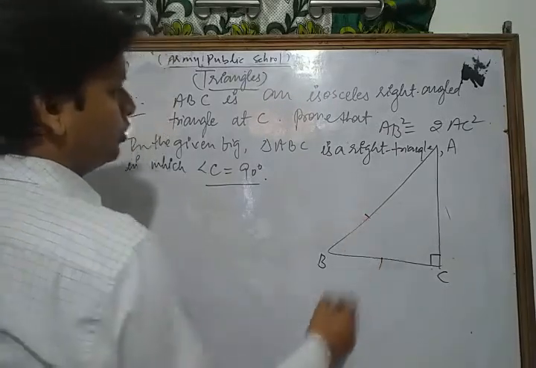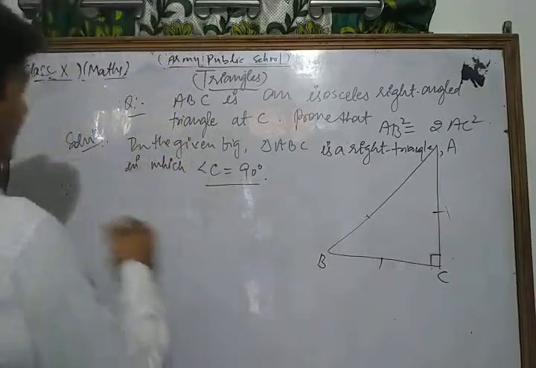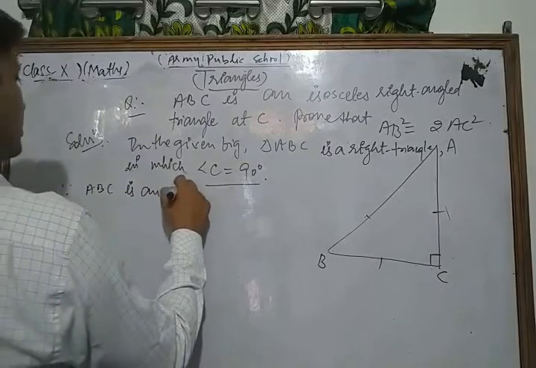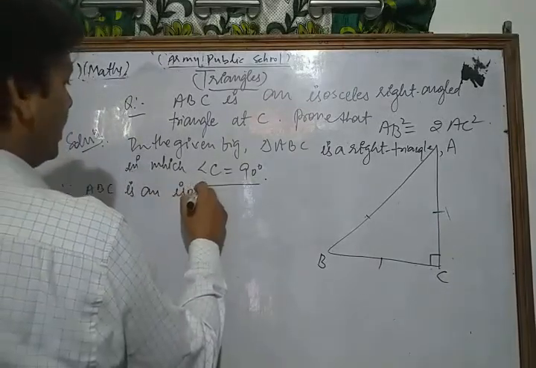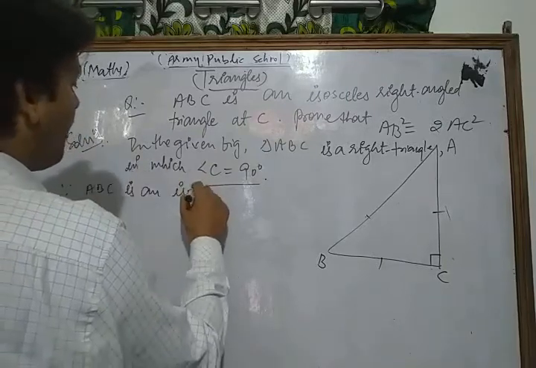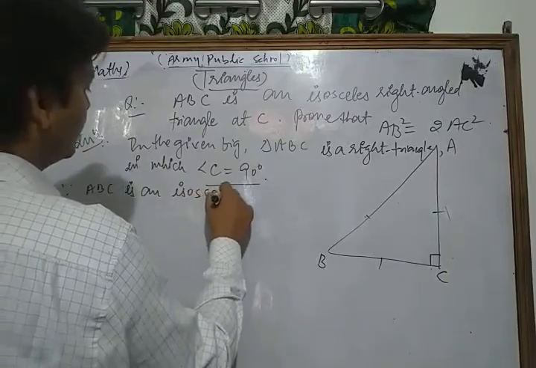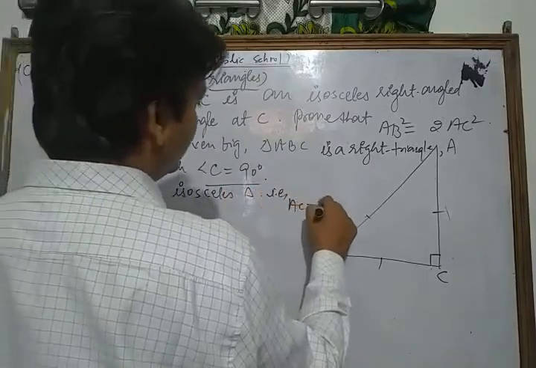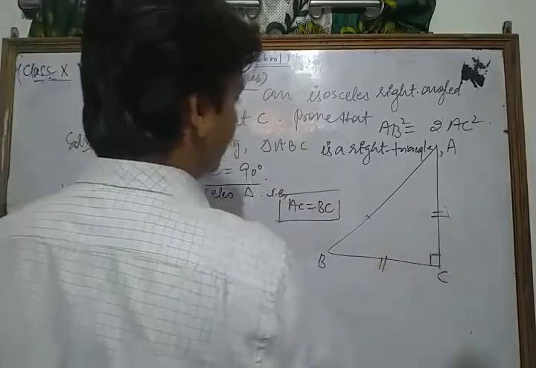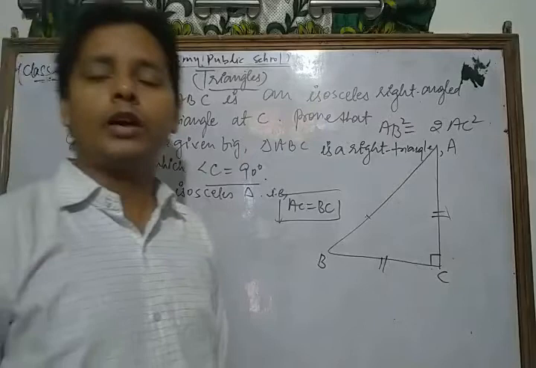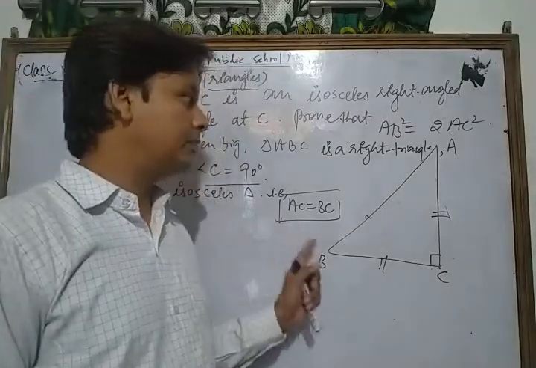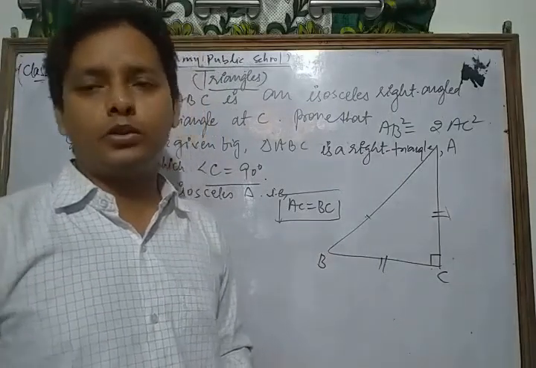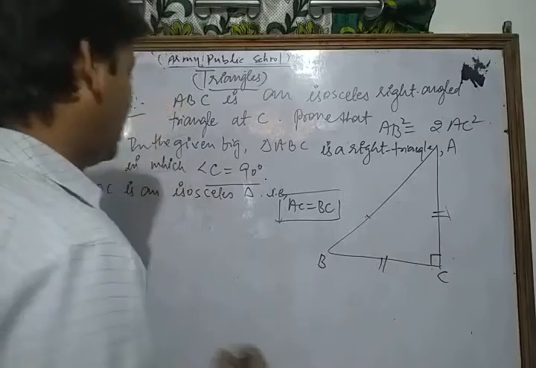Now we take BC is equal to AC, since ABC is an isosceles triangle. We take these two sides as equal to each other. Why are they equal? Because ABC is an isosceles triangle, and you know that in an isosceles triangle any two of its sides are equal to each other.